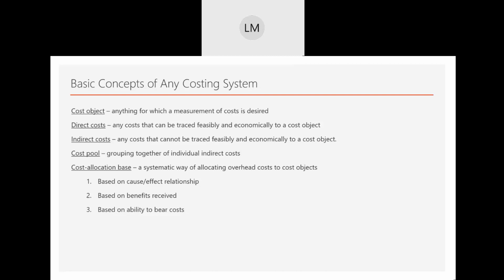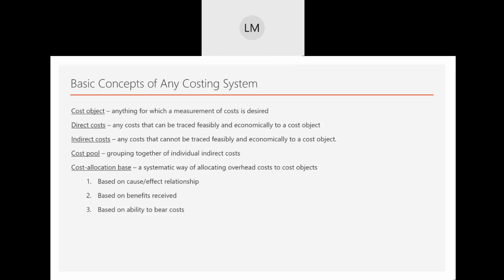Sometimes there's not a clear cause and effect relationship there, so we might allocate it on the benefits received. The department that will have the most benefits out of it, the most reward, will have a greater share of the overhead costs assigned to it. And then finally, based on the ability to bear costs. Sometimes we'll see this with municipalities. Some sectors of running a city government would be more likely to be able to bear costs than others.